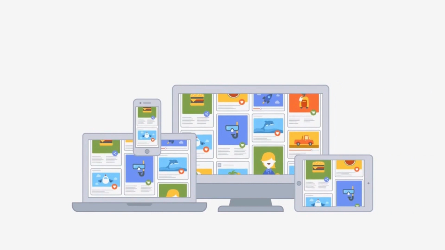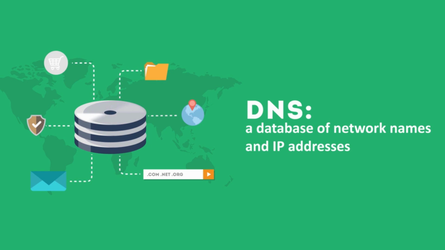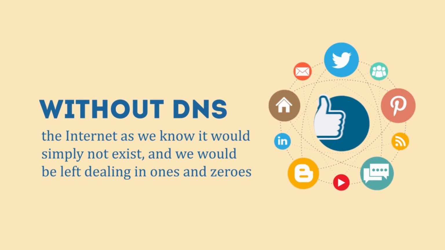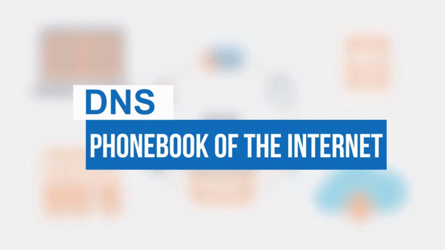Have you ever wondered how the internet really works? Many people do, from simple web surfing to sharing pictures on social media. In fact, the internet heavily relies on something called DNS, a database of network names and IP addresses. These three little letters hold huge weight. Without DNS, the internet as we know it would simply not exist, and we would be left dealing in ones and zeros. Without DNS, everyday activities such as shopping, web browsing, research, communications, or downloading would not be possible. That is why experts usually refer to DNS as the phone book of the internet.